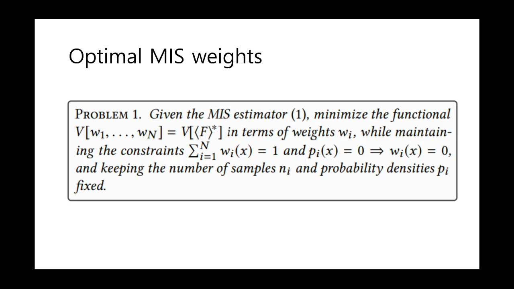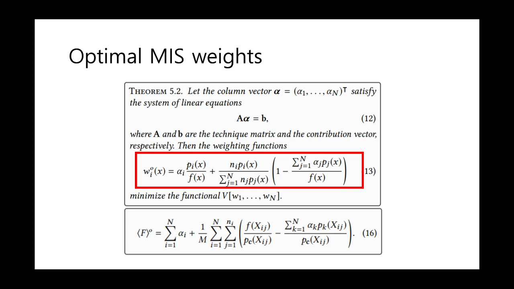So this is the final problem to be solved in this paper. And they eventually derived the optimal MIS weights and the optimal MIS estimator as follows. Now, the weighting function may be less than 0 by the negative term of equation 13. I will skip the detailed mathematical proof.